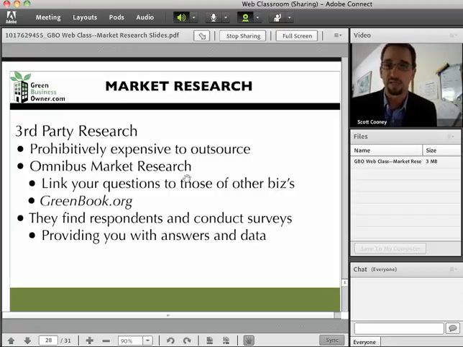You can basically link your questions into those of other businesses. The market research firm is already conducting surveys with large groups of participants. And what they'll do is take questions from your company and questions from a lot of other companies, insert them into an overall survey, and put those out to their participants.